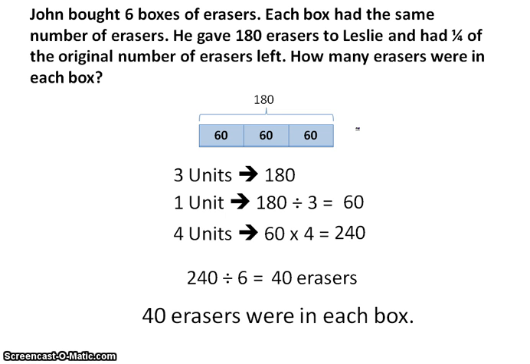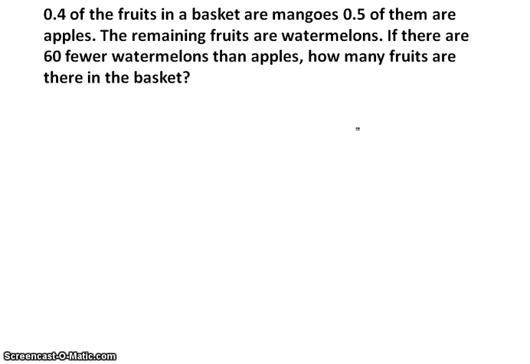Alright, let's go to the next question. 0.4 of the fruits in the basket are mangoes, 0.5 of them are apples. The remaining fruits are watermelons, and if there are 60 fewer watermelons than apples, how many fruits are there in a basket?